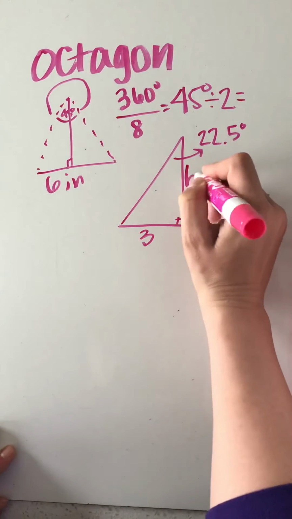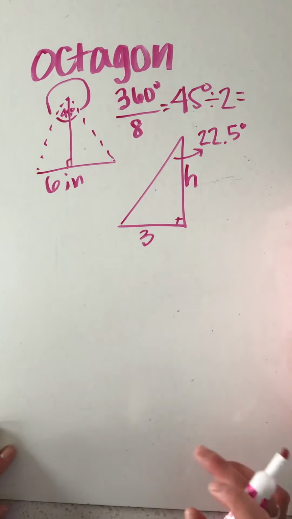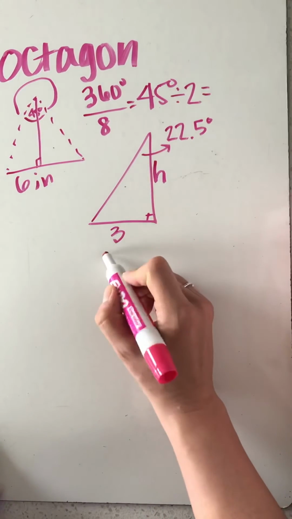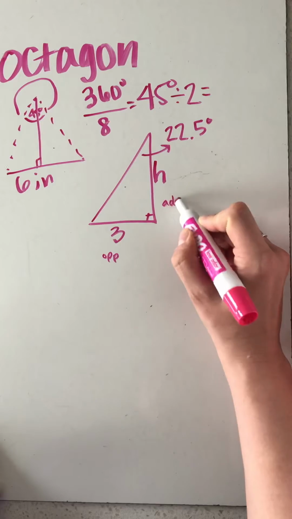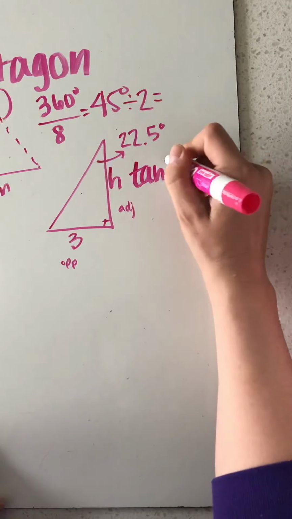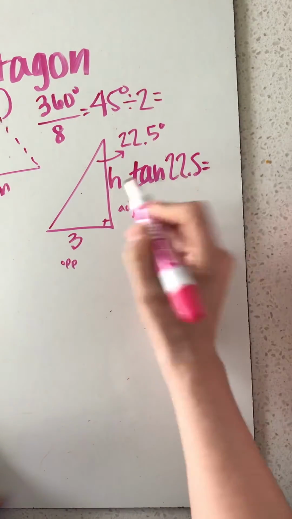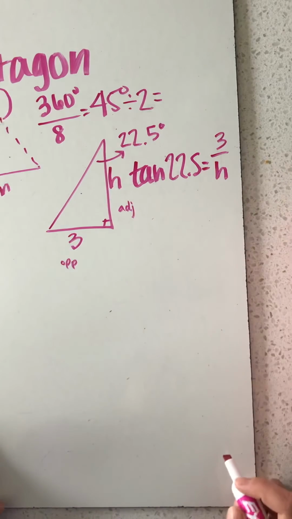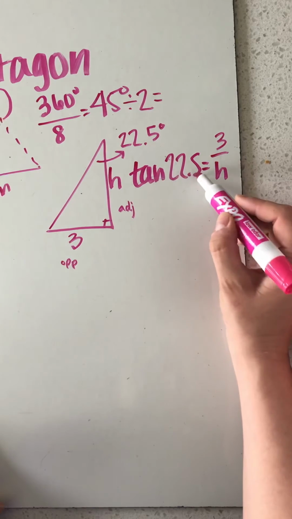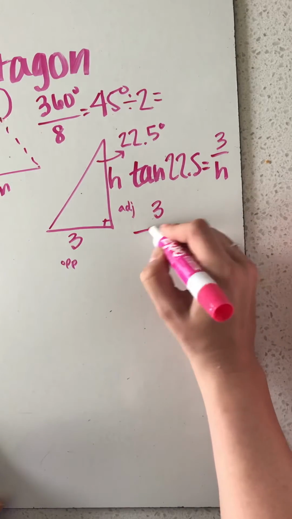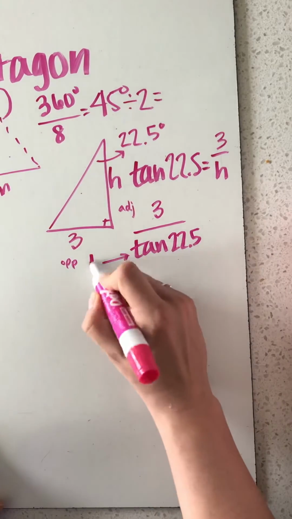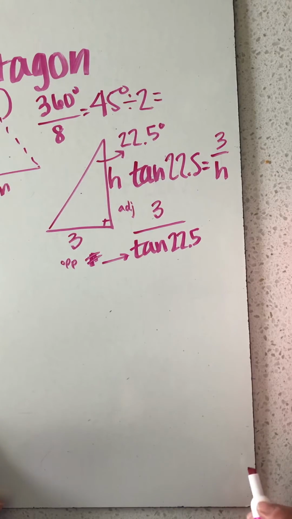If I want to find the height, because that's what helps me find the area of a triangle, I'm going to use the trig function tangent, because I have the opposite side and the adjacent side to my angle measure. So tan of 22.5 degrees equals opposite over adjacent, so 3 over h. To solve that, you multiply both sides by h and then divide both sides by tan of 22.5. So really the math is 3 divided by tan of 22.5. Remember, that's just a number that you get by plugging into the calculator.